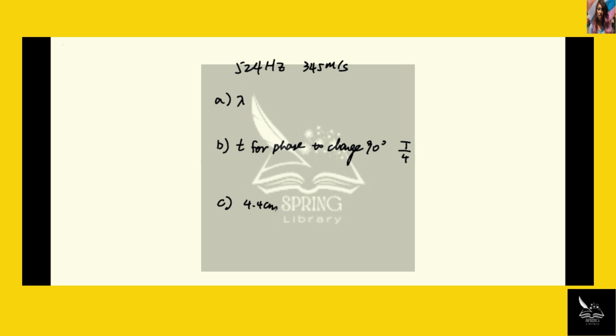Okay, so let's look at them one by one. Part A, we just use lambda equals V over F. This is an equation we have in the very first section of this chapter. V is 345 meters per second over 524 hertz, which equals 0.658 meter.